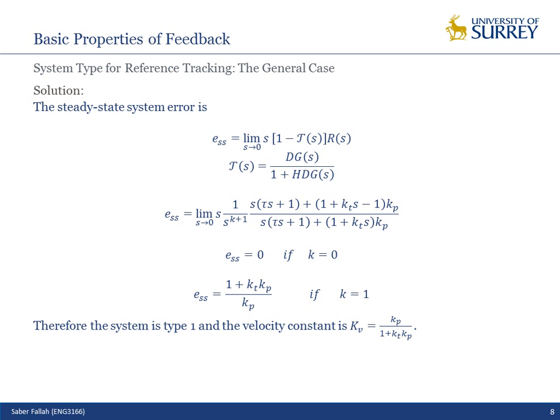So, because for k equal to 1, I have a non-zero constant error, the type of the system is 1. Okay? System type is 1. And the velocity constant error will be Kp over 1 plus Kt Kp. Why is it Kp over 1 plus Kt Kp? If you look at the lecture notes from the last lecture, last week, you will see the definition of Kv is 1 over the steady state error, which will be Kp over 1 plus Kt Kp.